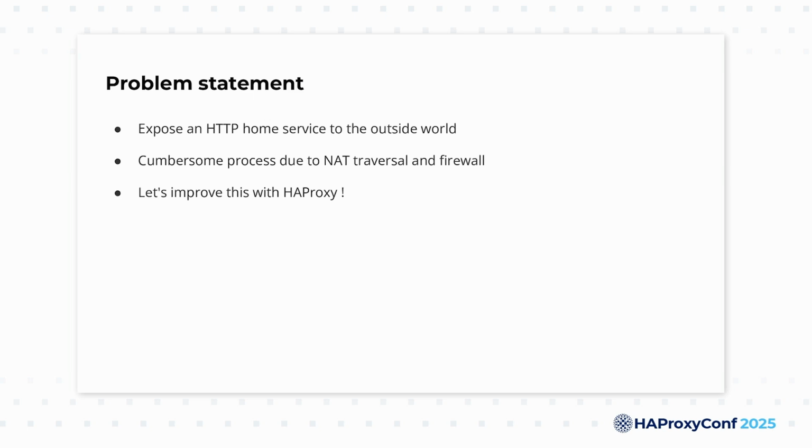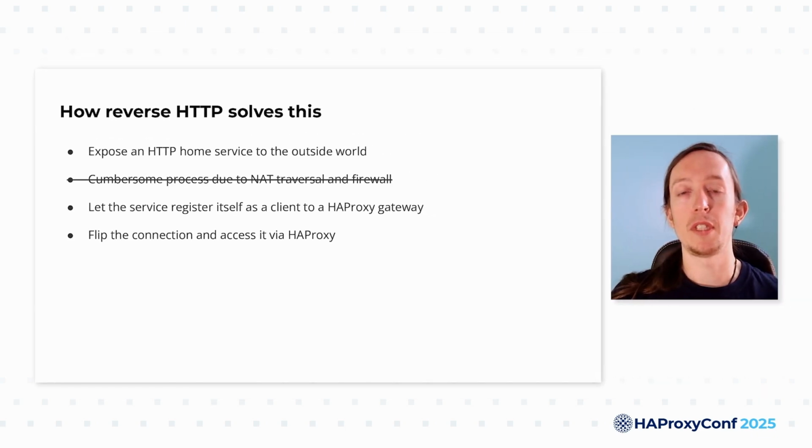This is now when we introduce reverse HTTP. The home service will connect first, so as a client, to the gateway. This will allow it to bypass the NAT router. The connection is set up between the service and the gateway, and the connection is flipped, which means that the gateway is now becoming the client and the service is the server. This is enough, and now as a user, you can connect to your gateway and browse freely to your home service, bypassing the NAT firewall.